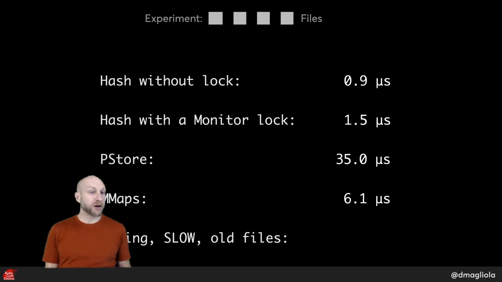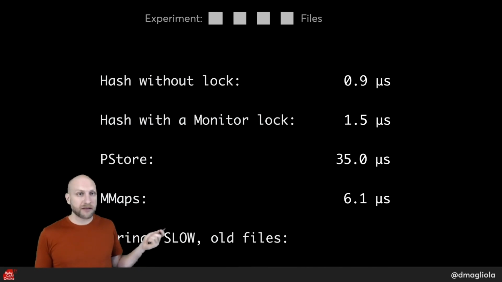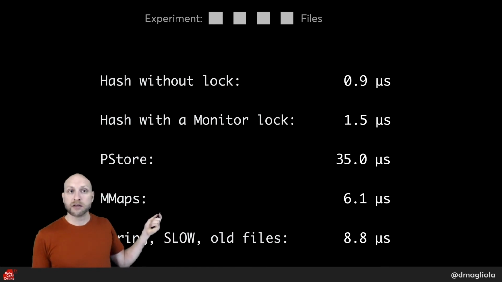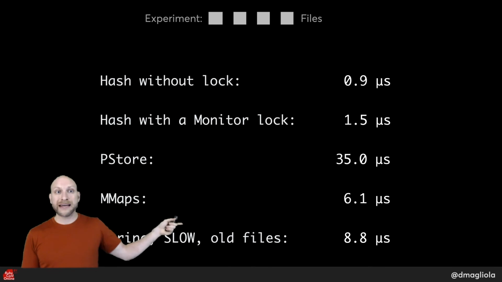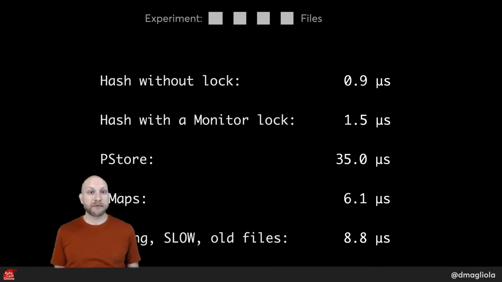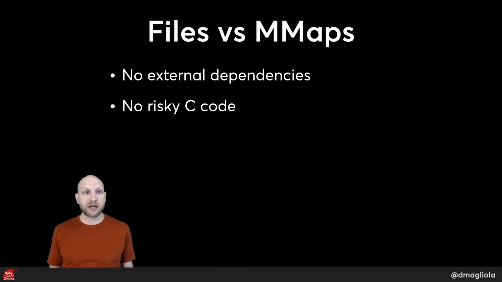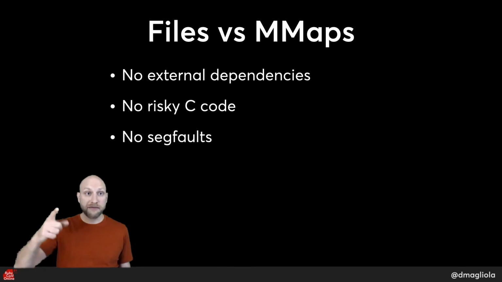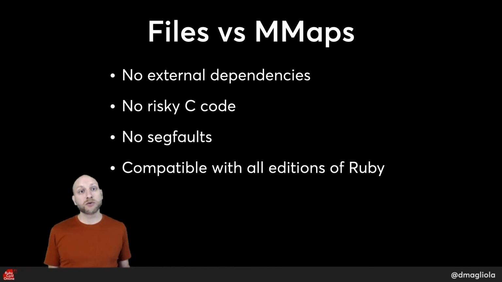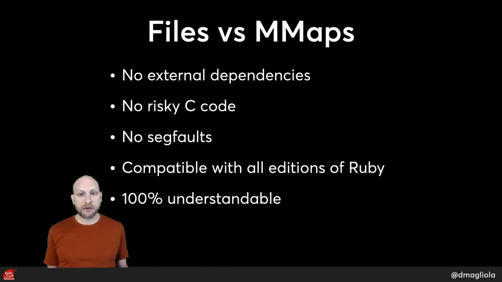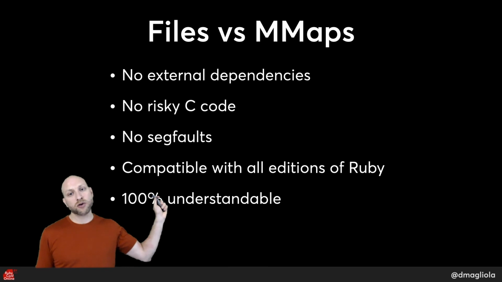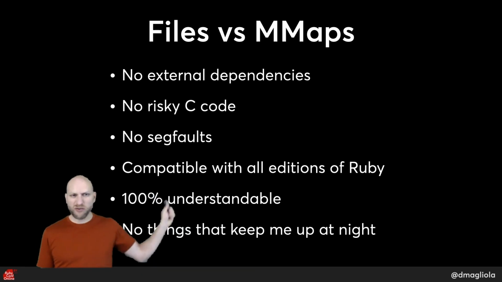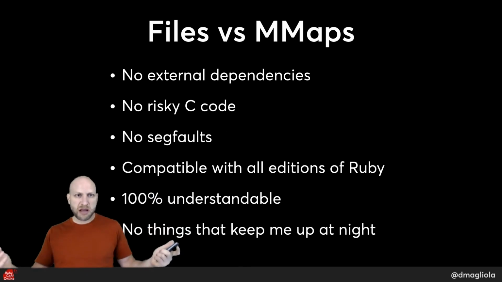Well, if you remember, memory maps were about 6 microseconds per increment. Files on actual hard drives were 9. Now this completely blew my mind. This is mad. And if we compare this to memory maps, we now have no external dependencies. There's no risky C code. There's definitely no seg faults. It's compatible with all editions of Ruby, like JRuby. It's 100% understandable by any Ruby developer. And most importantly, there's nothing in that code that keeps me up at night. All of this for just 3 extra microseconds? That was a complete no-brainer.